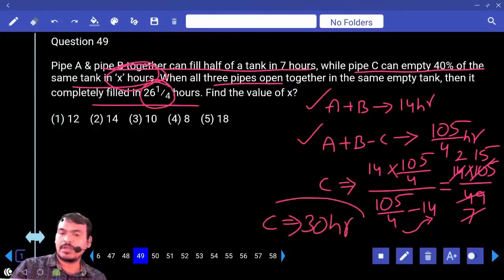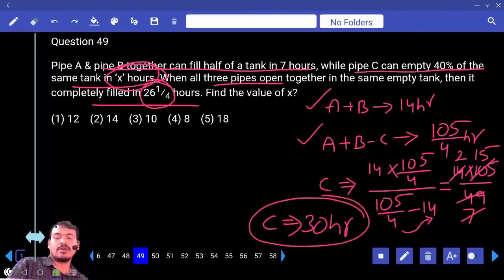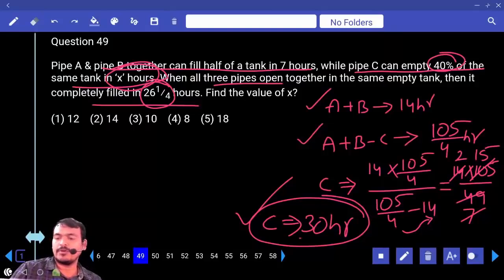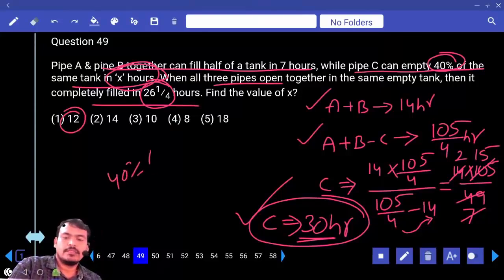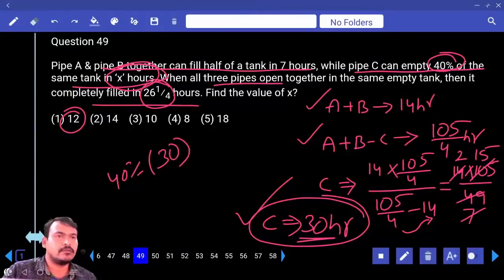But we required 40% of the tank, not the total tank. C can empty the whole tank in 30 hours, but we required 40%. What is 40% of 30? 12 hours. 40% of 30 is 12 hours.